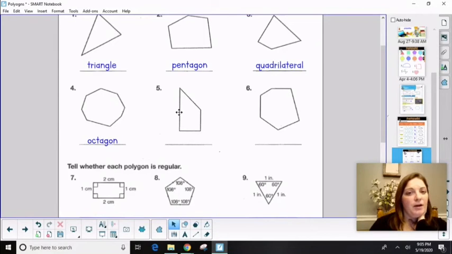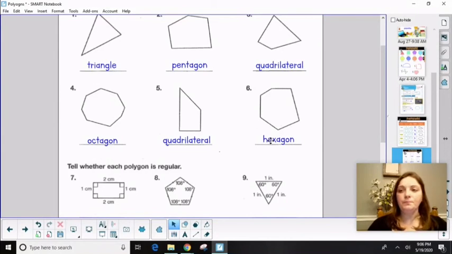Over here, number 5, I have 1, 2, 3, 4 sides. That's another quadrilateral. And you can see that it looks pretty different than our other quadrilateral. Number 6, 1, 2, 3, 4, 5, 6 is a hexagon. All right.